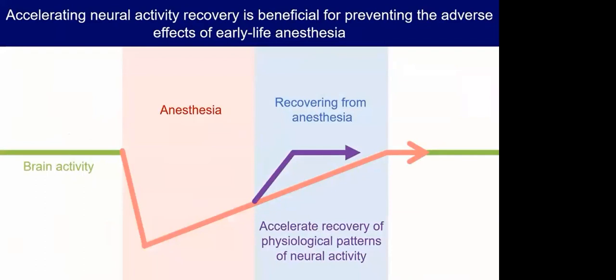So bringing these findings all together in a model, I believe anesthetic agents cause profound changes in brain activity, and alterations to brain activity during a critical period of neural circuit development trigger long-term functional consequences. Ultimately, this leads to changes in behavior and cognitive function in adulthood. And one key to protect mice against the long-term effects of early life anesthesia is to accelerate the recovery of physiological patterns of neuronal activity during the anesthesia recovery period.